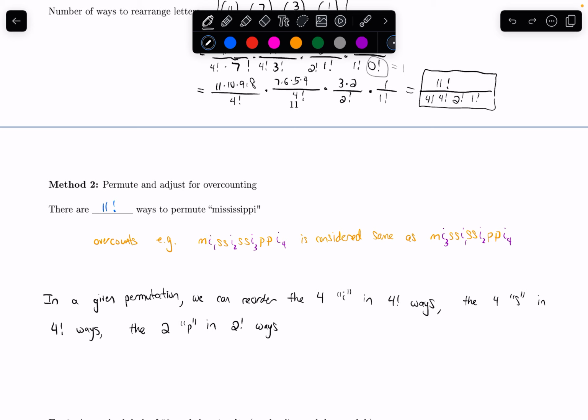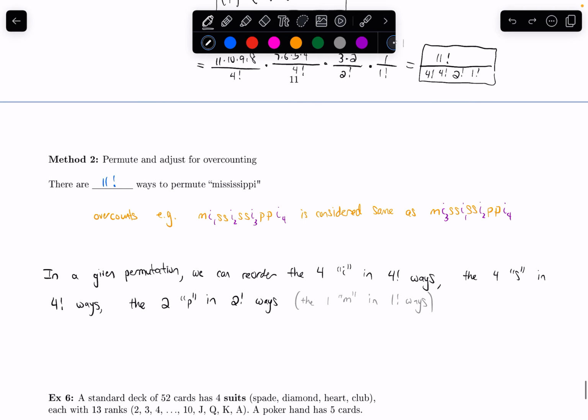But if I really wanted to be thorough, maybe I'll put this in parentheses, and I would say the 1 M in 1 factorial ways. It turns out I don't really need this because 1 factorial is 1. So if I divide by 1, it won't change anything. But I'm just writing that there just in case.